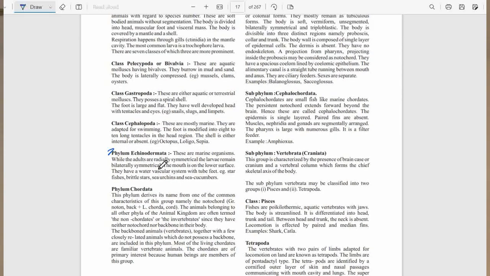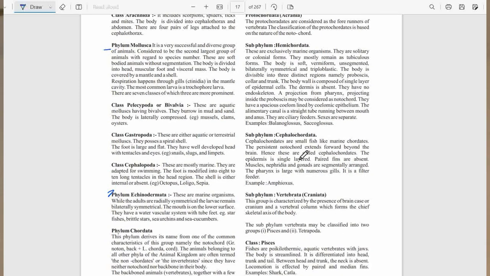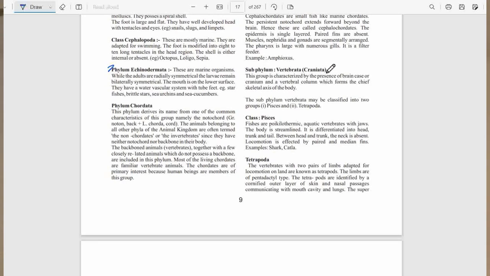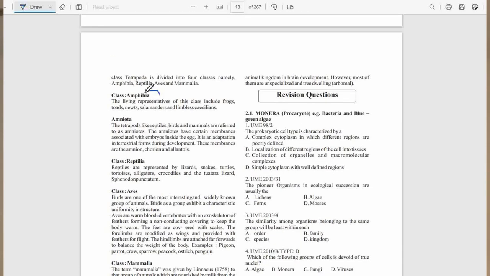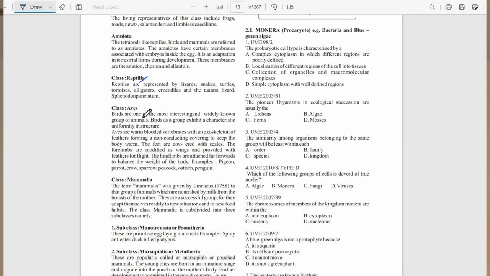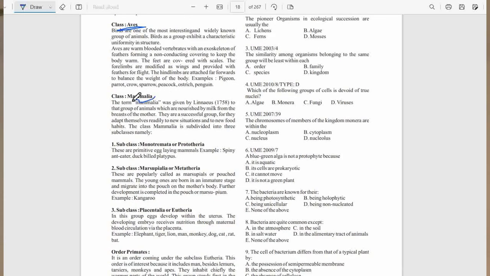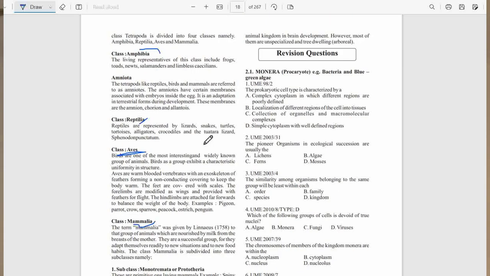That leads us to talking about vertebrates in particular, which is a subphylum. We talk about the Pisces, that's the fishes. Then we talk about the amphibians, the reptiles, the birds or the aves, and the mammals. So what we have done quickly is to have a general overview of this chapter.